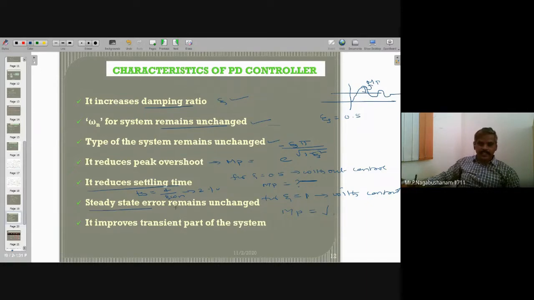Steady state error remains unchanged. Yes, I gave the explanation. Steady state error remains unchanged. Overall, it will improve the transient part of a system without affecting the steady state part. That is the PD controller.